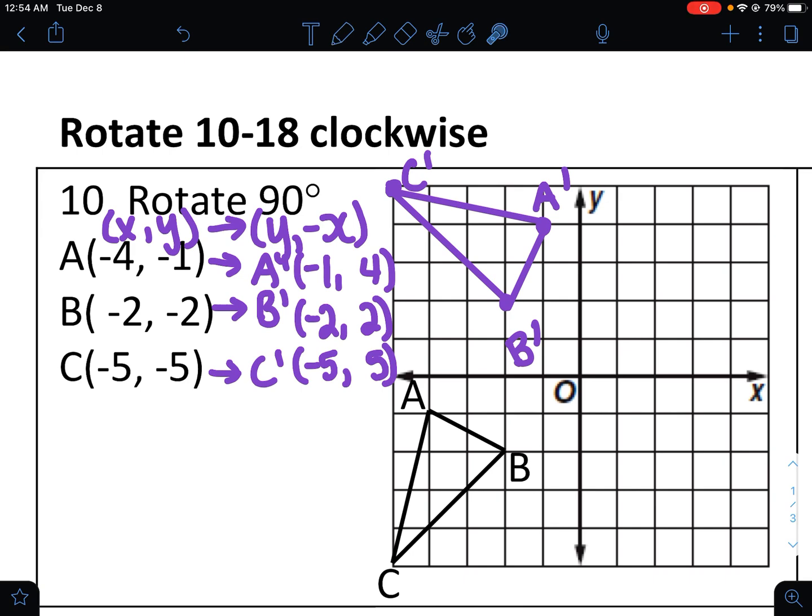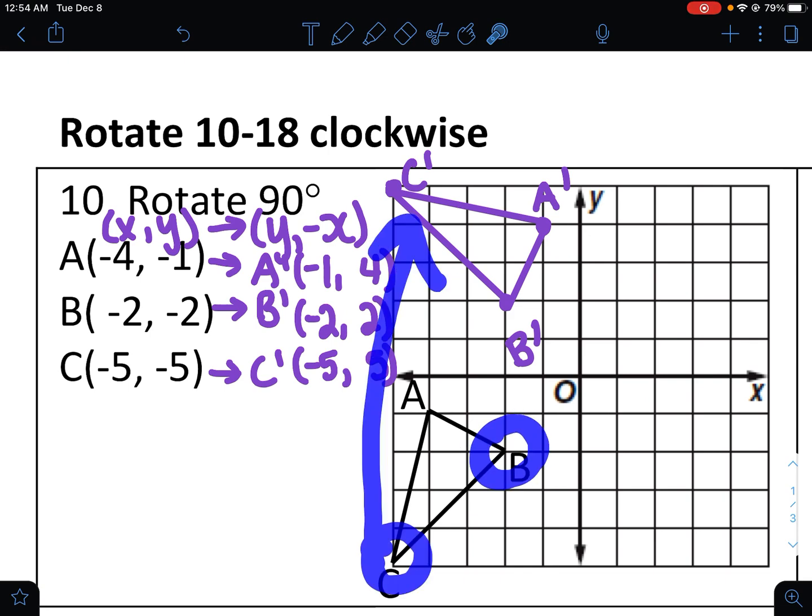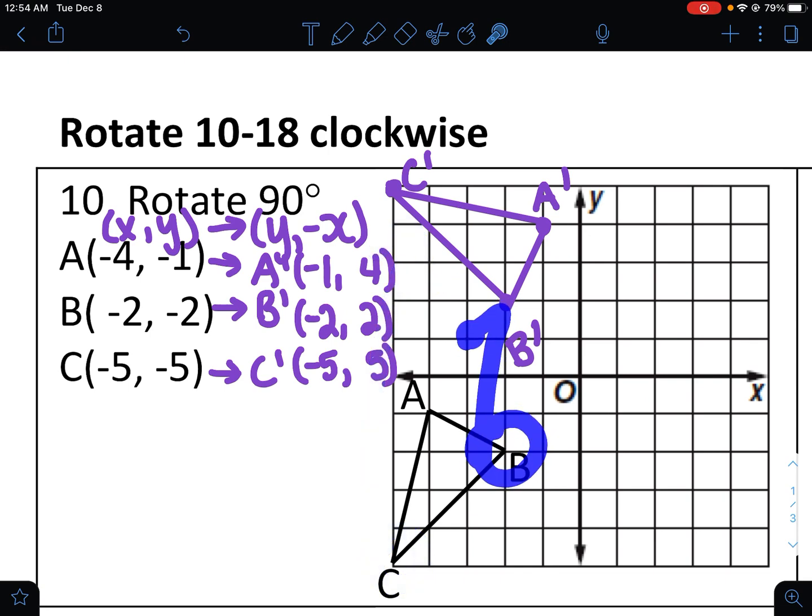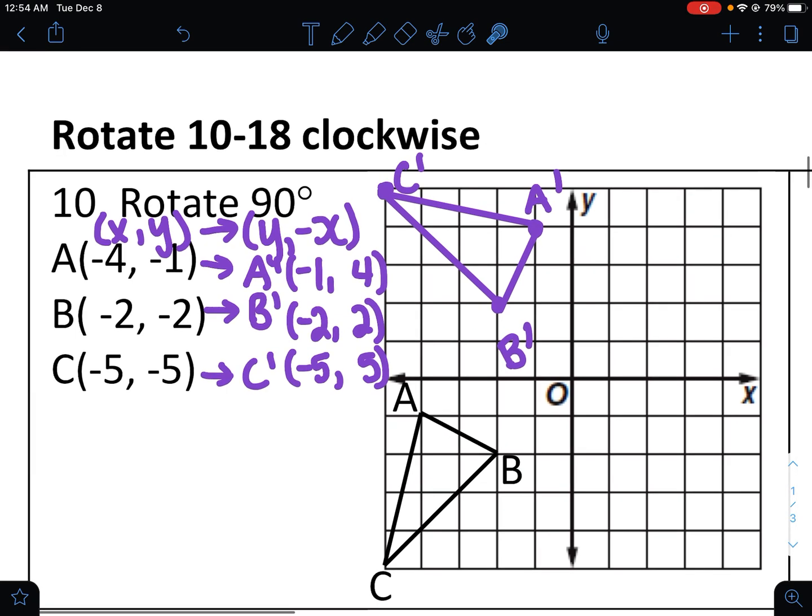Okay, and let's double check what's happening here. A started here, and then we went clockwise 90 degrees because we went from one quadrant to the quadrant right next door. That's a 90-degree jump or 90-degree rotation. C started here, and then again made a 90-degree rotation. B started here, and made a 90-degree rotation. Just went over one quadrant, so we're good.